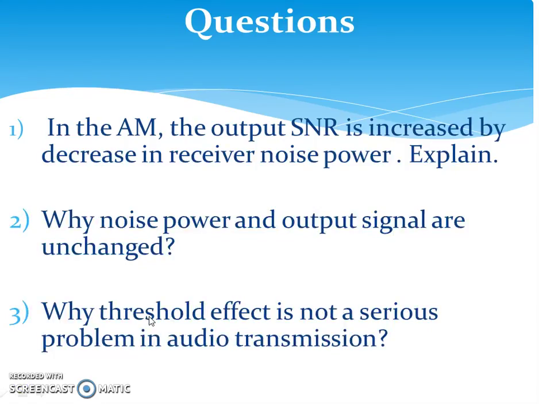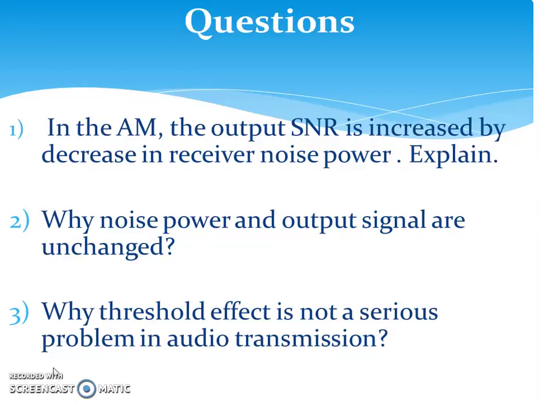So now we have come to the end of our lesson. Let's see some of the questions that need to be answered. In angle modulation, the output signal to noise ratio is increased by a decrease in receiver noise power. Explain. So here is the answer. A comparison of the preceding result with the signal to noise ratio in amplitude modulation shows that increasing the transmitter power will increase the output signal to noise ratio, but the mechanisms are totally different.